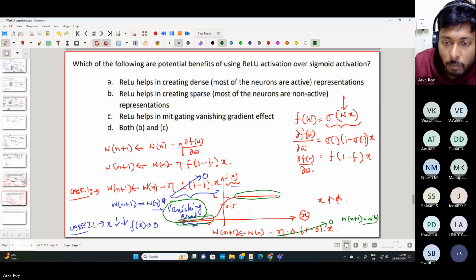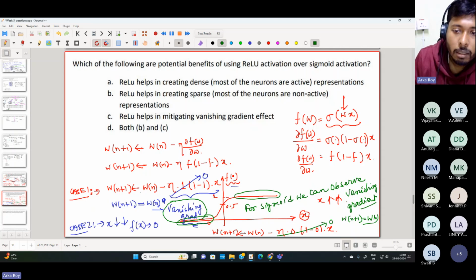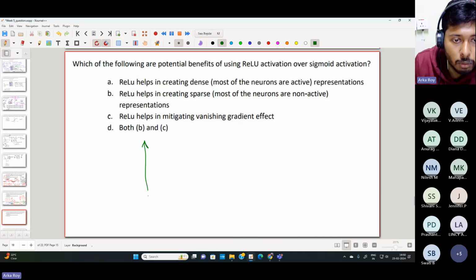That means for the sigmoid function, we can observe vanishing gradient. Okay. Now let us scan through ReLU. In the case of ReLU, the function looks like this.